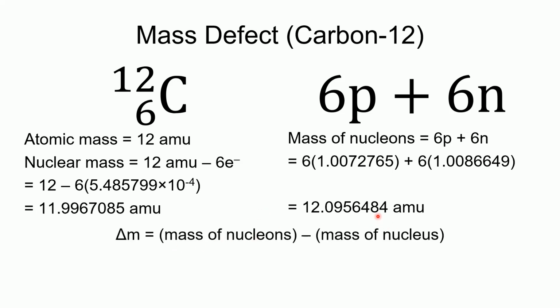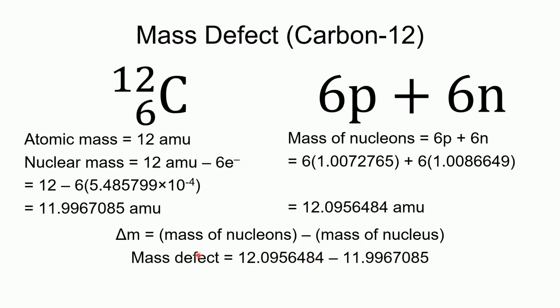And now we're going to take the difference between these two numbers. So the mass of the nucleons minus the mass of the nucleus, and that gives us what we're going to call a mass defect of 0.0989399 atomic mass units.